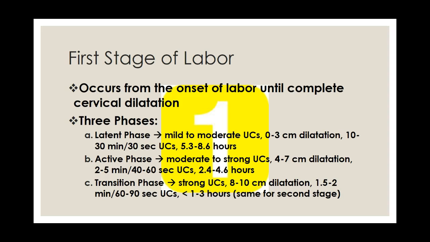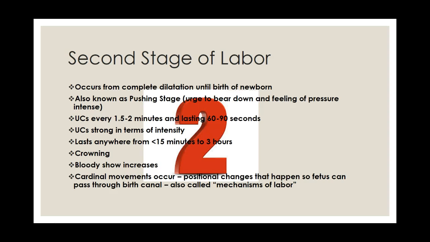So there are 3 different phases for the first stage and 3 different types of experiences that mom has during those phases. Those are very important for you to know. The second stage of labor is our pushing stage. So we are completely dilated, and this stage of labor lasts from the point that mom is 10 centimeters dilated until the baby is born. So again, also known as the pushing stage.